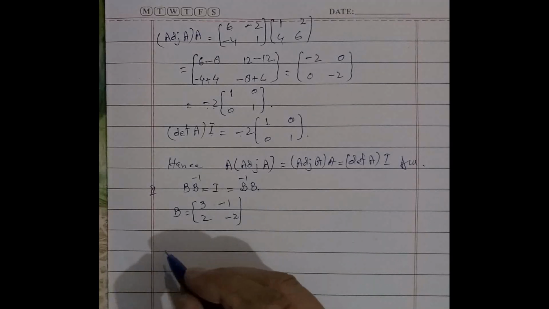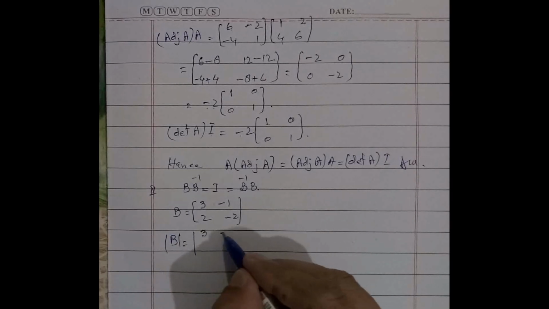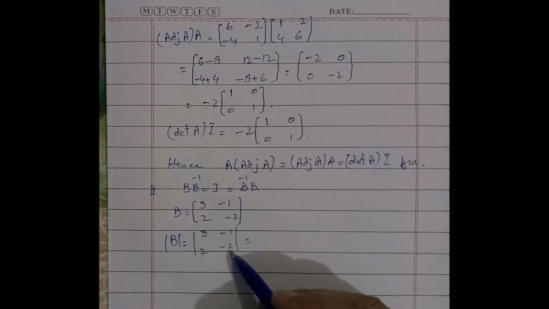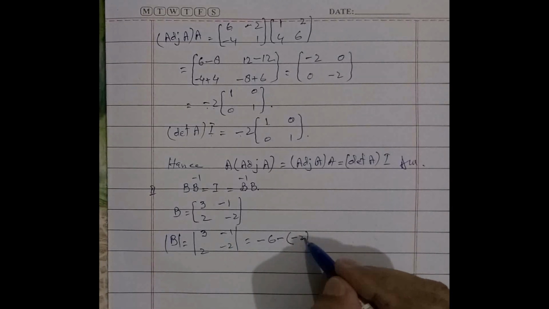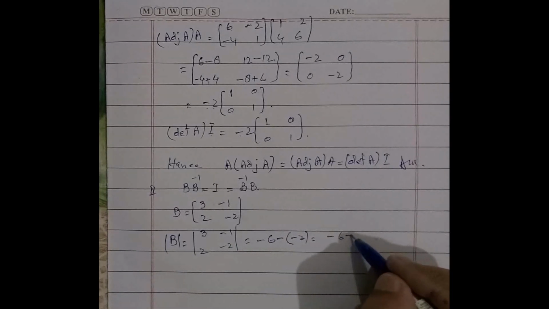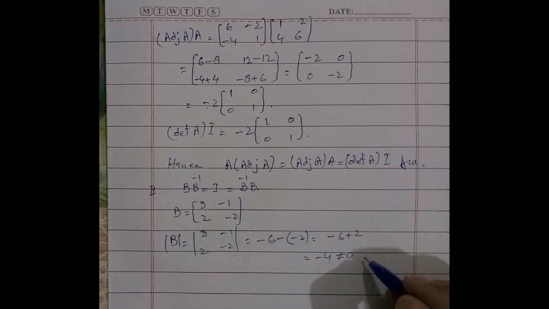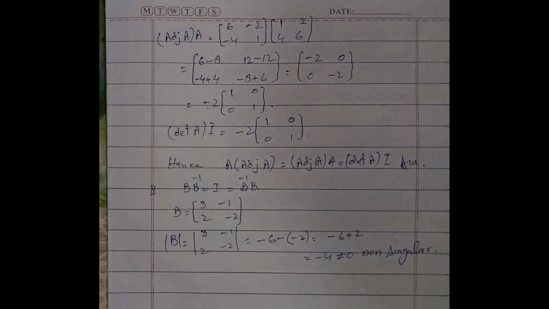Now start. Before finding the multiplicative inverse, we find the determinant of B, which is equal to 3 multiplied by minus 2, which is minus 6, minus minus 2 multiplied by minus 1, which is minus 2. Solve these values. Minus 6 plus 2 is equal to minus 4, which is not equal to 0. So it is non-singular, and we can find the multiplicative inverse of B.